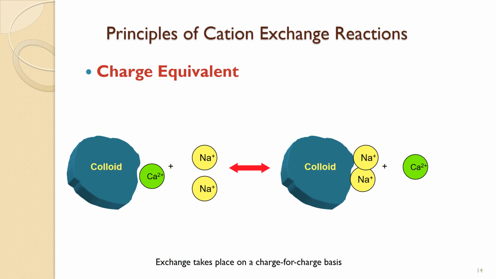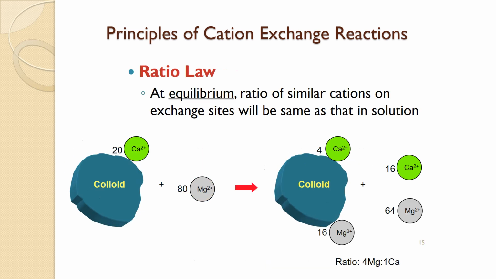Charge equivalent reactions are where you're going to replace the same number of charges. So in this instance, we've got 2 plus calcium being exchanged with 2 1 plus sodium. So ultimately, we're exchanging 2 plus either way. It goes on a charge for charge basis.